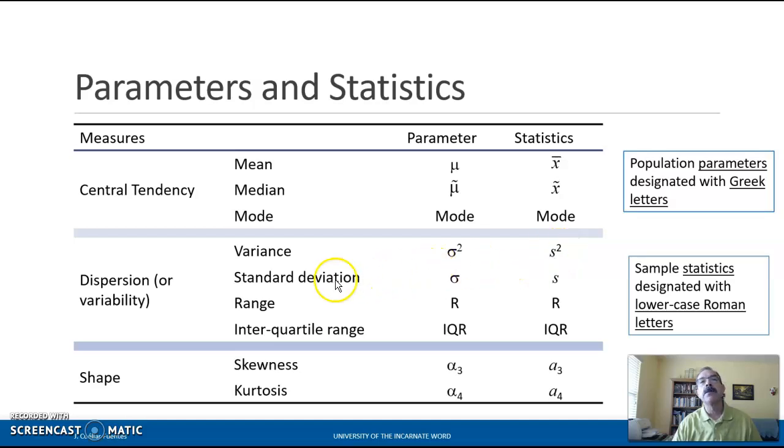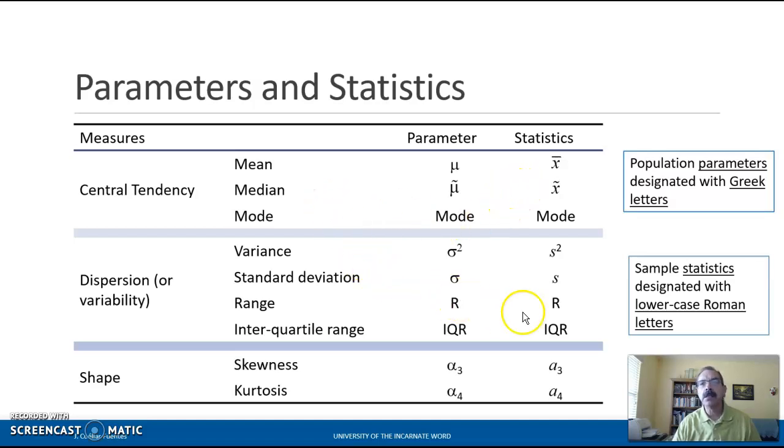Okay. Now, the standard deviation is just the square root of the variance. That's why we write sigma. So if you write the letter sigma, then I know that you are talking about the population standard deviation. That's a parameter. If you use the letter S, again, the standard deviation is the square root of the variance. And so if you write S, then I know that you are referring to a sample statistic. And that's the standard deviation of the sample.